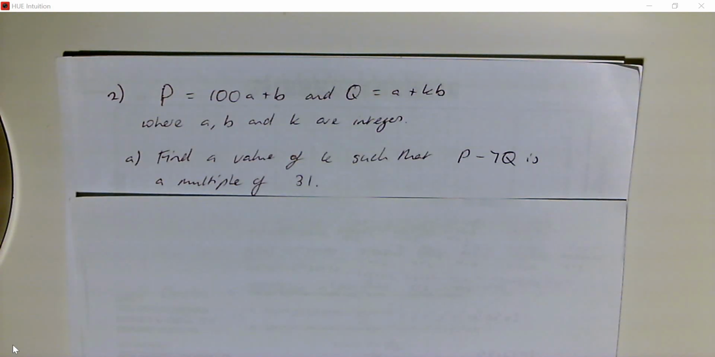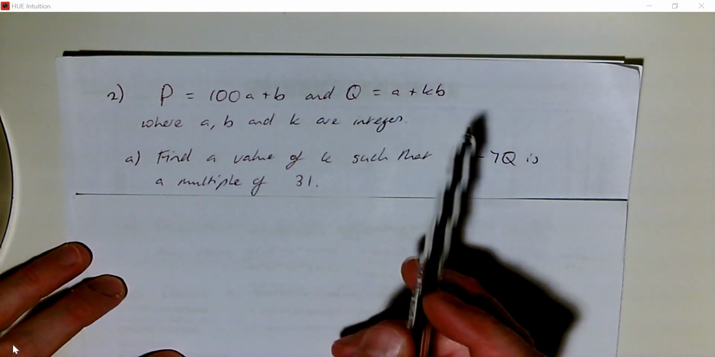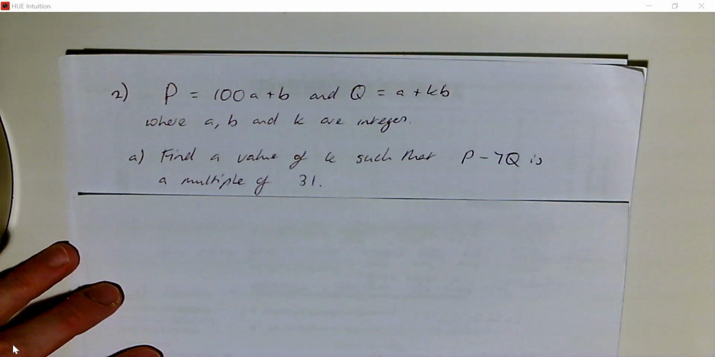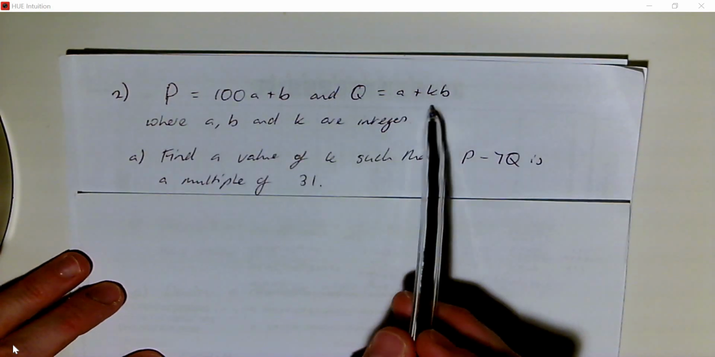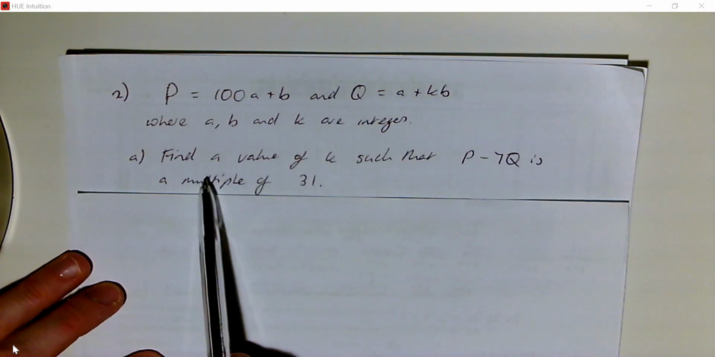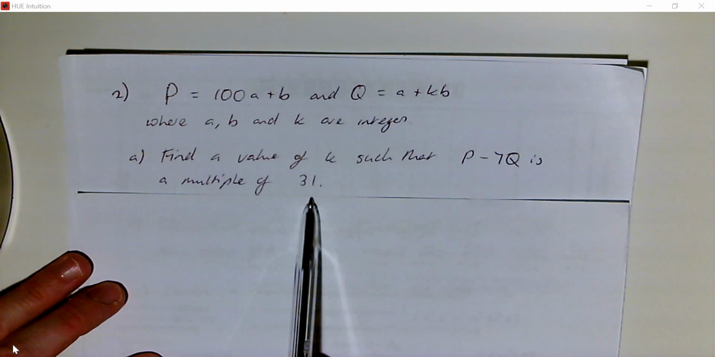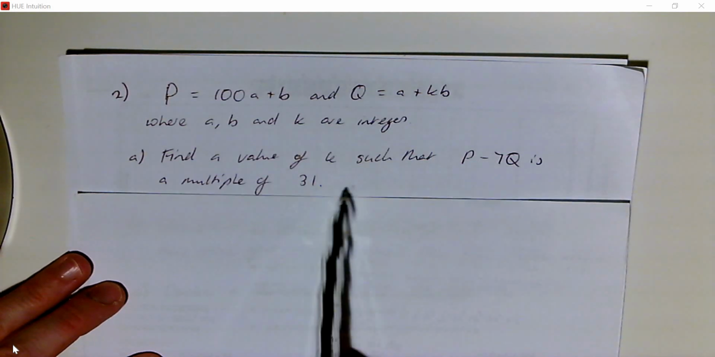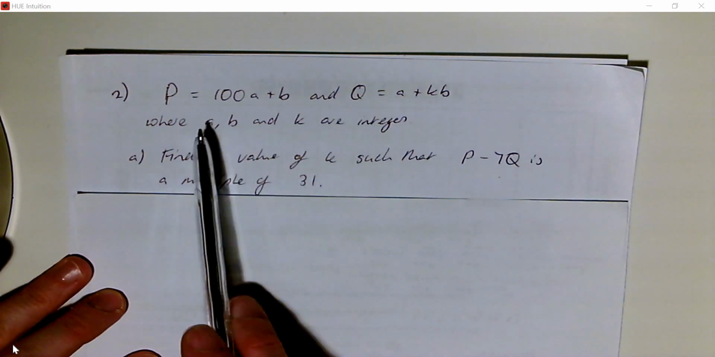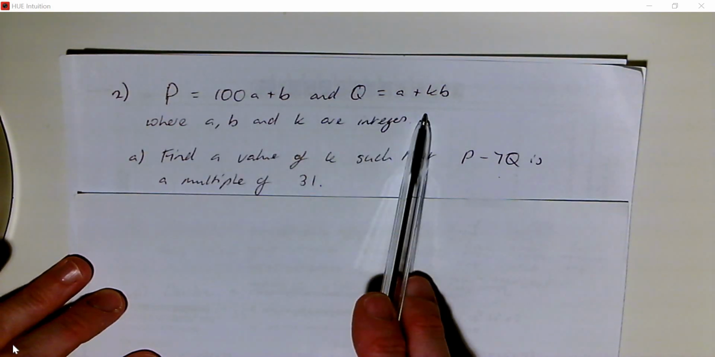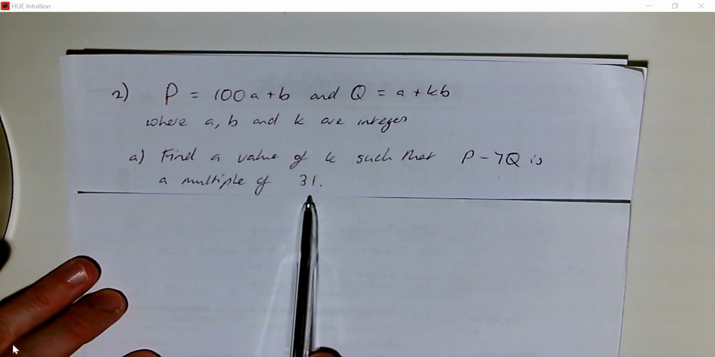This example is going to go through how to find a value to help make a divisibility algorithm. Okay, so we have two expressions here, P and Q, everything's integers. We have to find a value of K so that P minus 7Q is a multiple of 31. So it's given us a starting place to go from, but basically we'd always be looking for a linear combination of these two expressions that is a multiple of the thing we're checking for divisibility of, which would be 31.